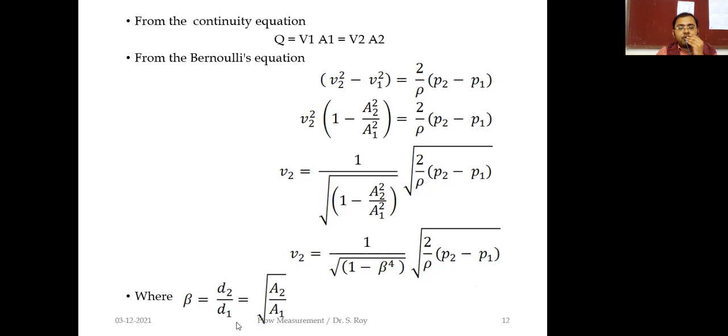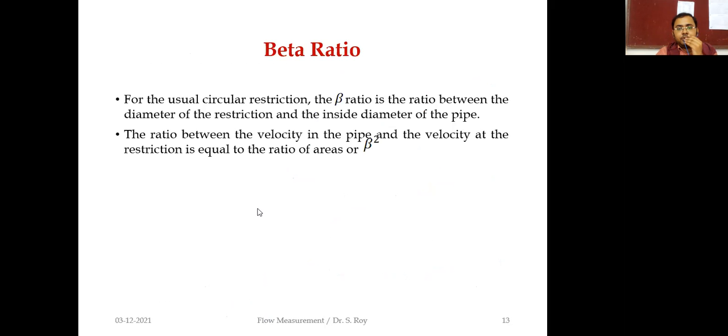Here a new term we have coined, that is beta, that is d2 by d1 or under root of a2 by a1. So what is the definition of that? This is known as the beta ratio. The definition is the ratio between the diameter of the restriction and the diameter of the pipe. Whatever the ratio of the restriction is, that ratio is known as the beta ratio. And beta ratio is a very, very important parameter for all the differential pressure flow meters.